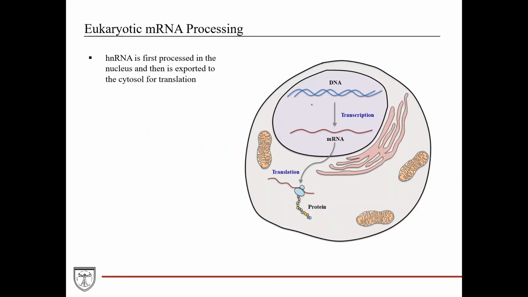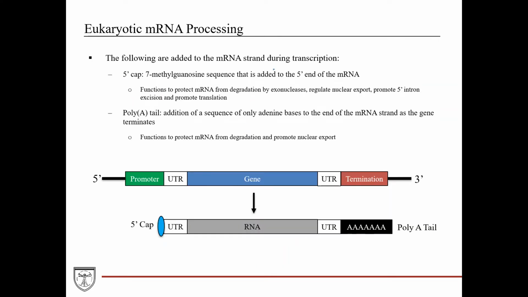So just to establish where this is occurring, transcription produces that hnRNA. That undergoes further processing to give you the final mRNA, which then leaves and undergoes translation. So this is all happening in the nucleus, is the key takeaway from the slide. It actually begins during transcription. So during transcription, the 5' cap is added and the poly A tail is added. And you can see that here.